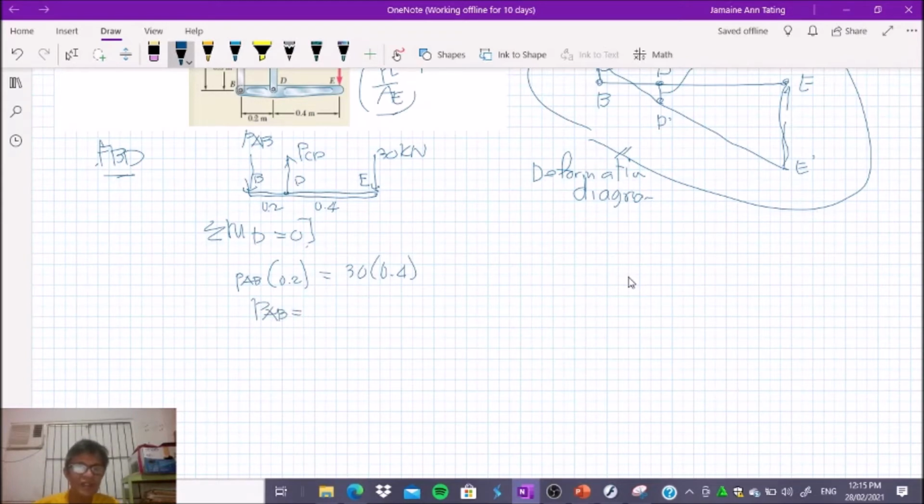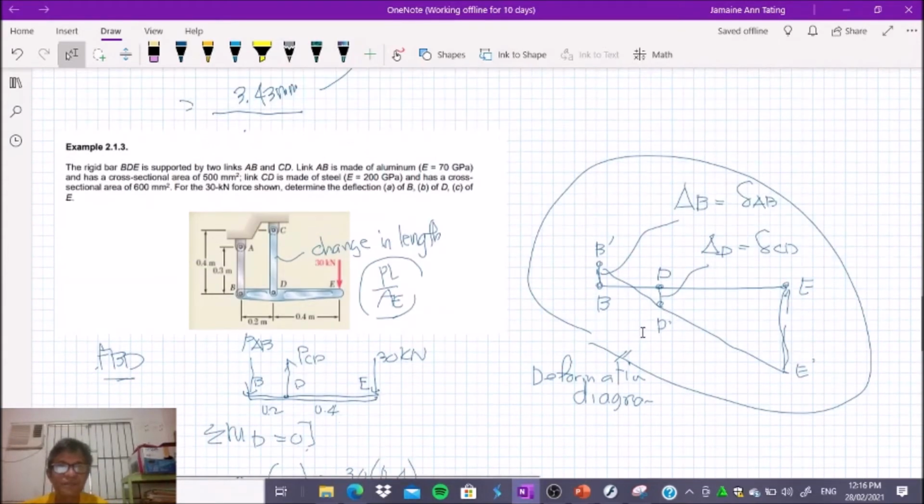Okay? Then, pwede ka na mag-summation forces vertical equal to 0. So we have PCD minus PAB minus 30 will be equal to 0. So substitute mo na yung PAB dyan, then you can solve for PCD. So you will have this in kilonewton.